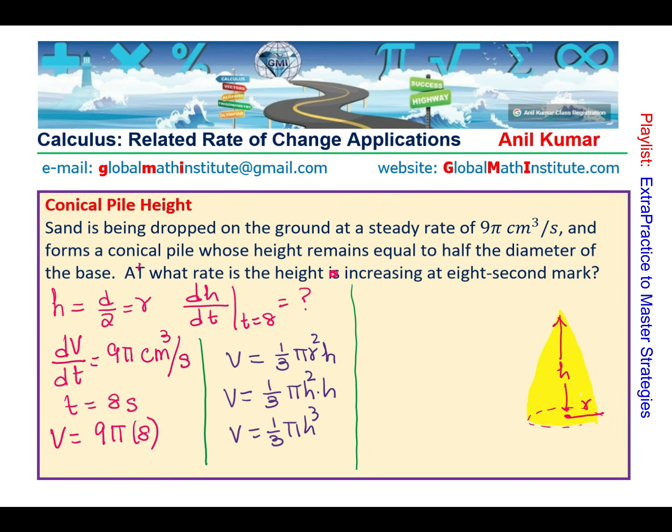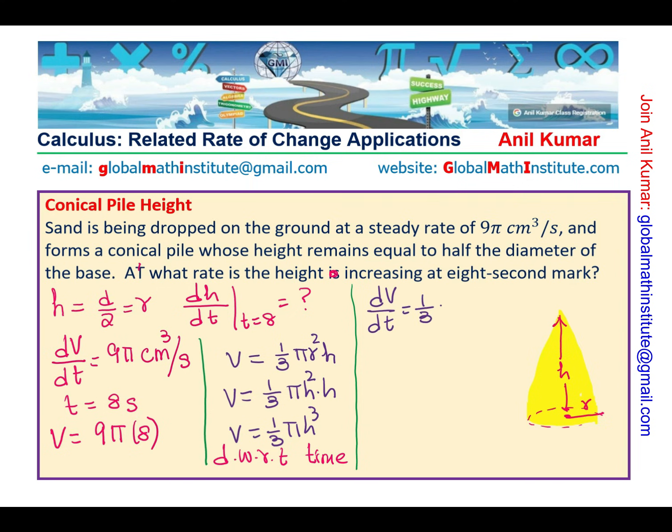And now we can differentiate with respect to time. Since height and radius both are increasing with time, the volume also is. So that is implicit differentiation. Let's do it. Once we do that, we get dV/dt equals 1/3 times 3, pi is a constant, h squared dh/dt. So we get dh/dt, which we need to find.